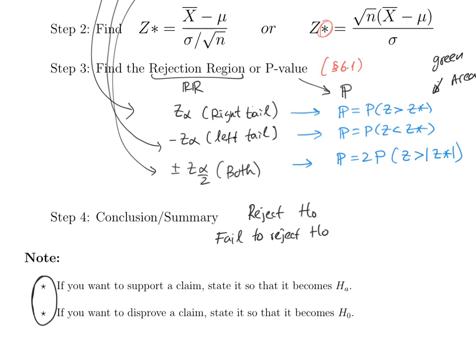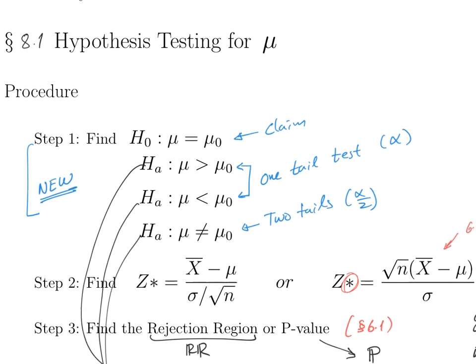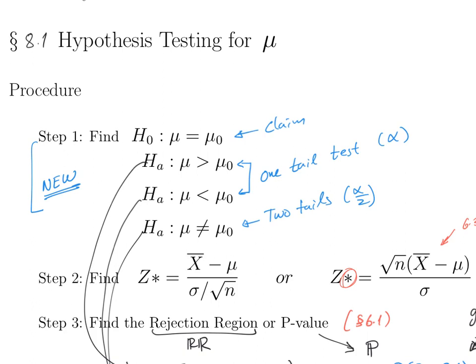It says if you want to support a claim, so you state the claim, so it becomes HA. Let me tell you what that means. If you notice here, the 2 choices are what? Reject and fail to reject. It's not fail and accept. And the reason is this. Look, if we go to the top, this is what we're going to try to do. In the first case, if you reject this, then automatically the alternative is true.